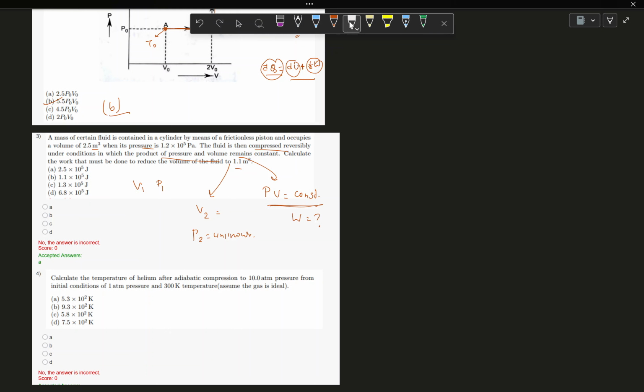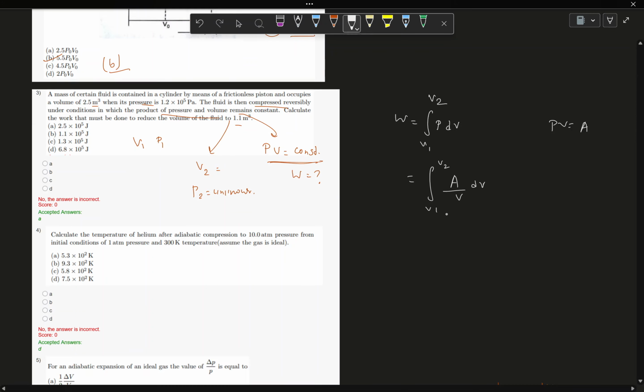So first of all, the simple thing that will come to your mind whenever you are asked to calculate W is integration of P dV from V1 to V2. Because PV equal to constant, let's say equal to some A, PV equal to A, which is a constant. So P is equal to just A by V from V1 to V2, right? And this is A ln V from V1 to V2. This is A ln V2 by V1, right?